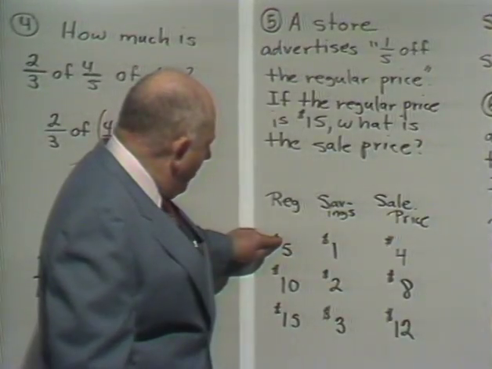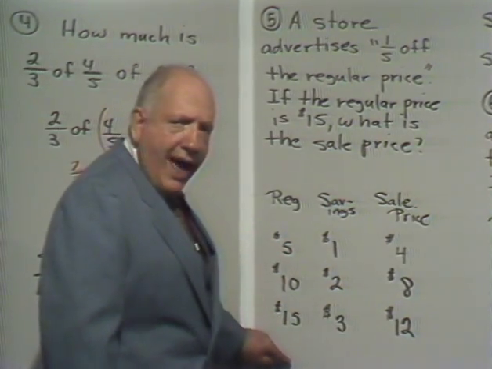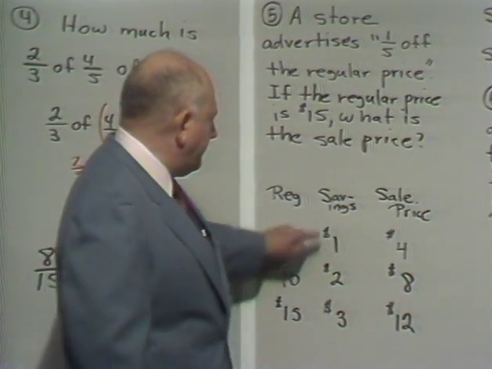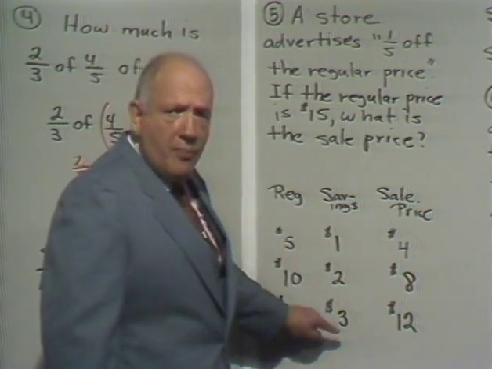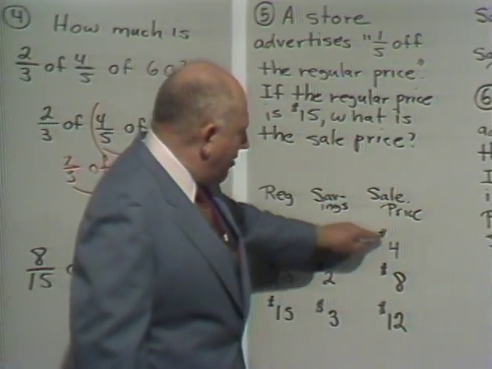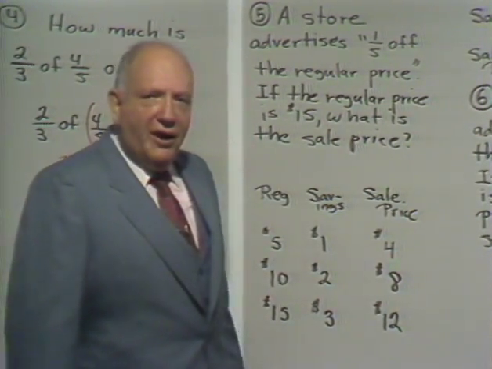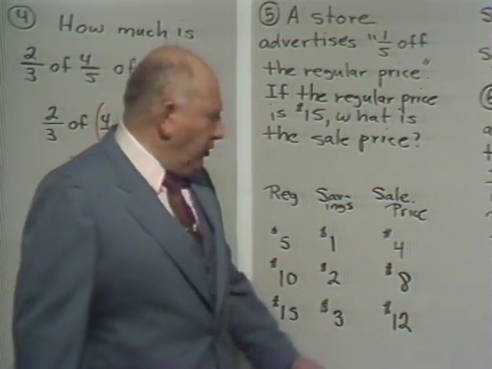And do you notice what's happening over here? The regular price could be tallied by multiples of 5. The savings are multiples of 1. And the sales price is what? Multiples of 4. Any fractions here? No, this is all whole numbers.